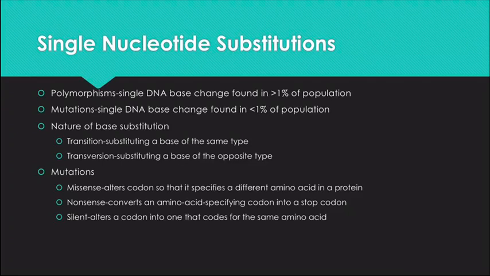Under mutations, there are 3 subcategories: missense, which alters a codon so that it specifies a different amino acid in a protein; nonsense, which converts an amino acid specifying codon into a stop codon; and a silent mutation, which alters a codon into one that codes for the same amino acid.